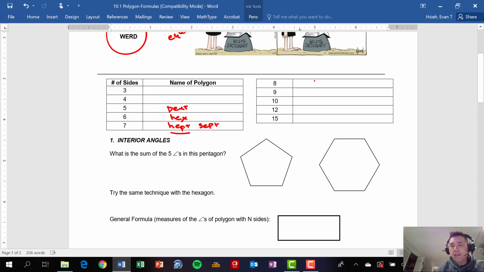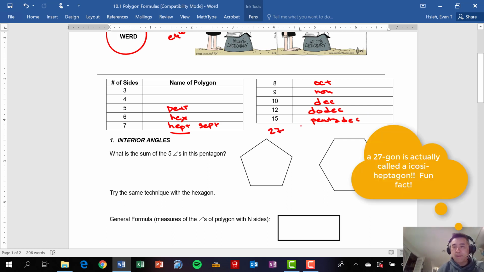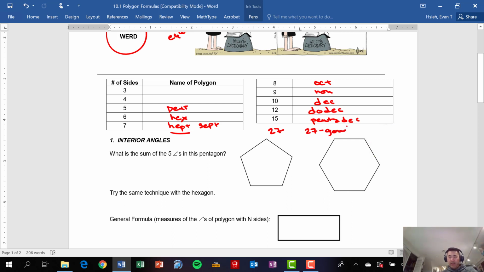An eight-sided is going to be, of course, an octagon. Nine is nonagon. Ten is decagon. Twelve is dodecagon. And a fifteen is going to be a pentadecagon. Something like a 27-sided polygon would be a 27-gon. At least we're going to call it that.